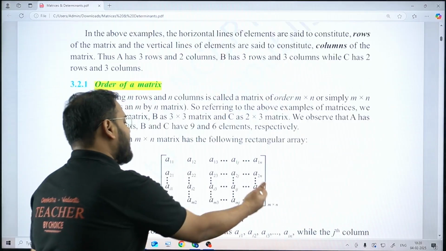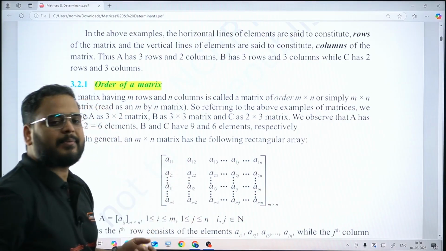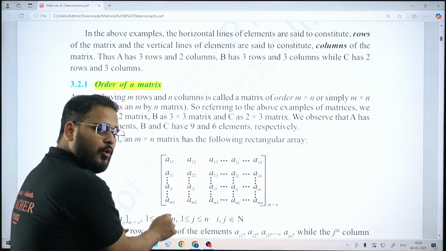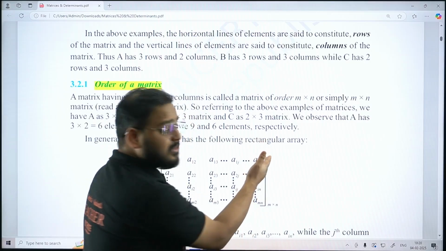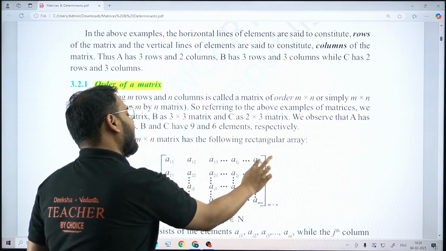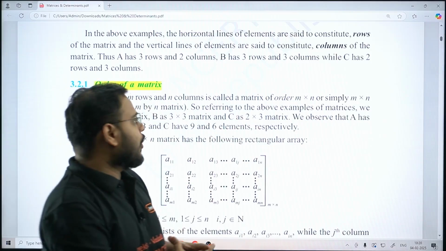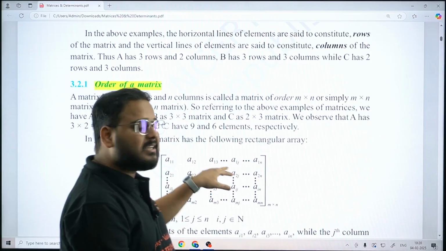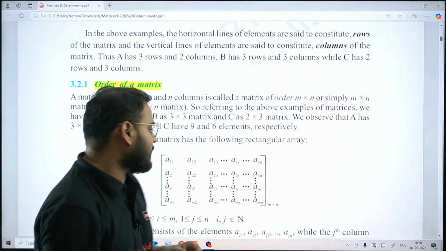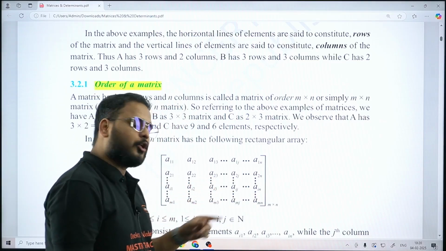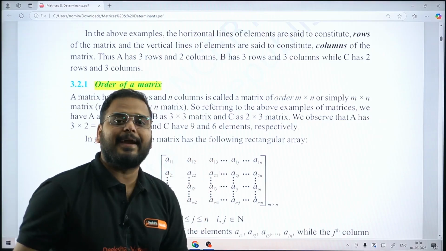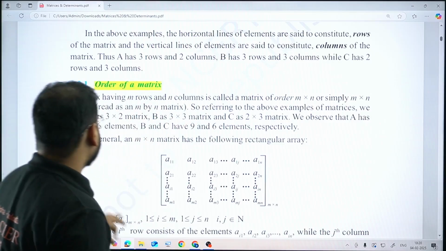Then the order of a matrix, I already explained it to you. M represents the number of rows: first row, second row, third row, till the mth row. N represents the number of columns: first column, second column, third column, till the nth column. Any element's position will be known by its row and column. For example, this one is in the second row, third column. That's why it is A23. That's how you write it. The order will again be first the row, then the column.